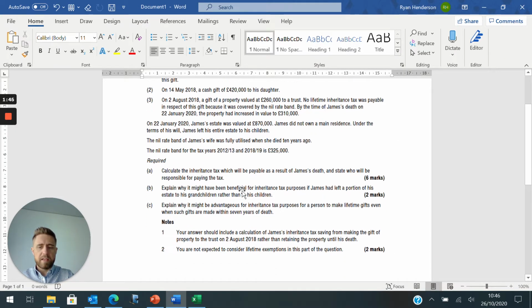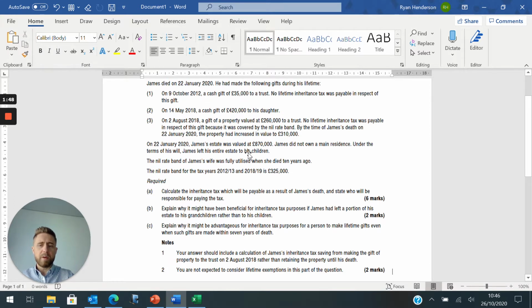So the first thing we will do is read the requirements. This is a 10-mark section C question. It's asking you to calculate the inheritance tax that will be payable as a result of James's death and state who will be responsible for paying the tax. That's the first bit, part A. Part B, explain why it might have been beneficial for inheritance tax purposes if James left a portion of the estate to his grandchildren rather than to his children. And then C is an explanation again: why it might be advantageous for IHT purposes for a person to make lifetime gifts, even when such gifts are made within 7 years of death.